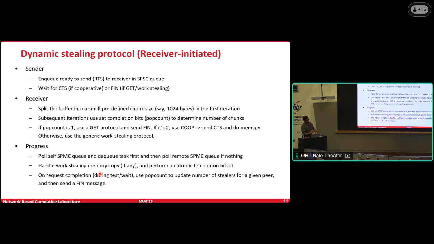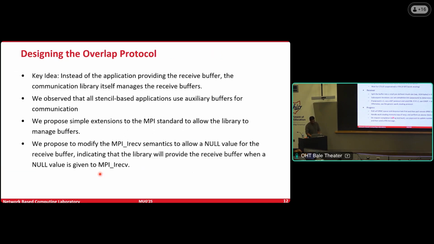So this is our dynamic stealing protocol design. This is a receiver-initiated design. From the sender side, the sender will only enqueue the RTS message, and then it waits for a CTS if it is a cooperative design, or it waits for the finished message if the receiver thinks it's a get-based protocol or a work-stealing-based protocol. So from the receiver side is where all the things happen.